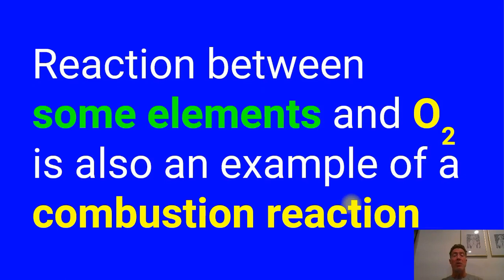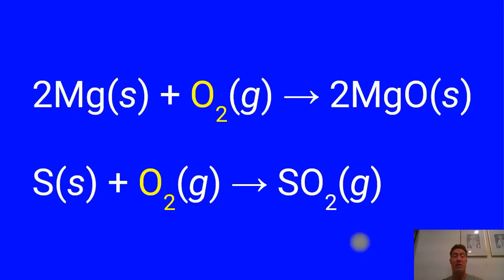So a reaction between some elements and O2 is also an example of a combustion reaction. Remember, combustion just means reacting with oxygen. So if we take magnesium plus oxygen and form MgO, that is a combustion reaction. But notice too, it's also a combination reaction, right? I'm taking an A and a B and I'm making AB. So we can classify the same reaction sometimes a couple of different ways.